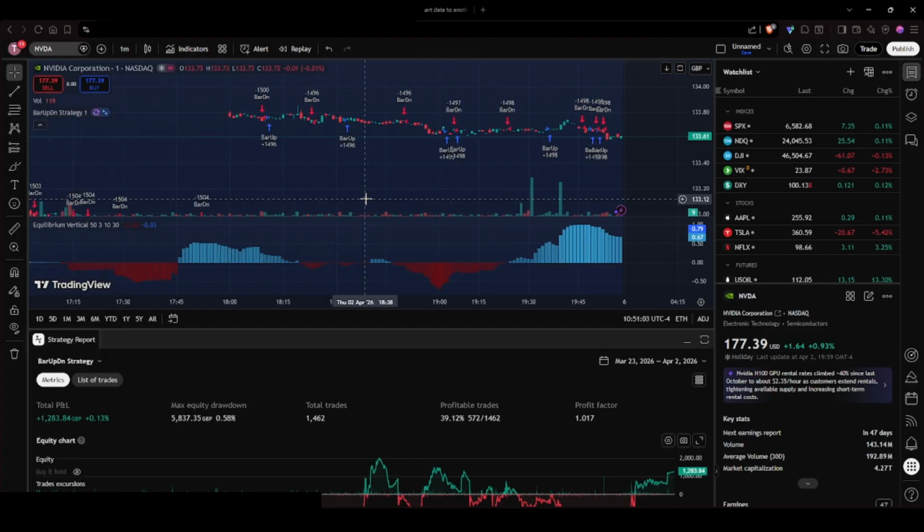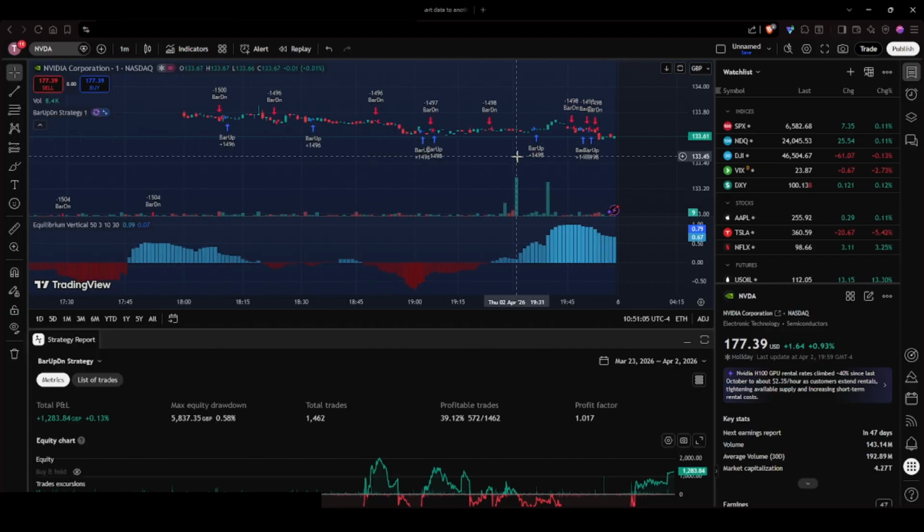That wraps up our tutorial on finding equilibrium in TradingView. Remember to practice and refine these techniques to improve your trading strategy.